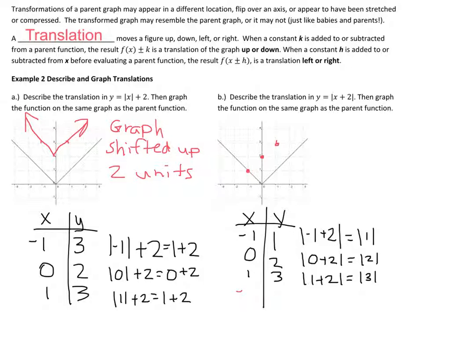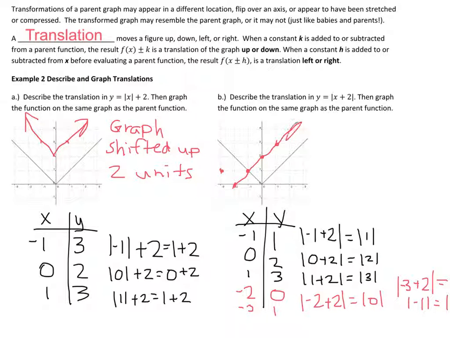If I plug in -2, I'm going to have the absolute value of -2 plus 2, and -2 plus 2 is 0. The absolute value of 0 is 0. If I graph that point, I'm going to have a point right here. Still, that doesn't help me, so I'm going to try -3. If I plug in -3, I'm going to have the absolute value of -3 plus 2, which gives me the absolute value of -1, which is 1. If I graph that point, I'm going to have -3 up to 1, and then I can see that this is going to create my absolute value shape, my V shape.